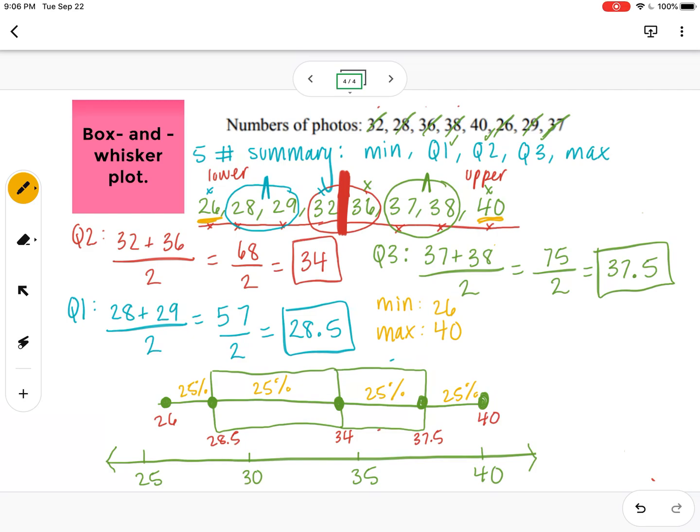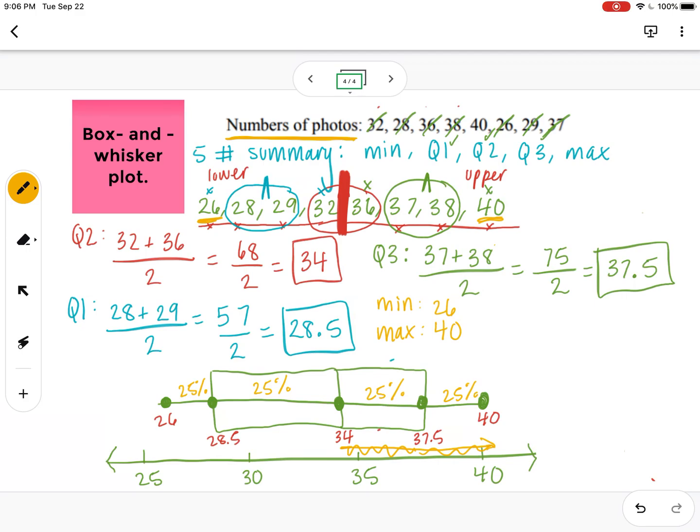So let's say the question was something like, what percent of people had 34 or more pictures? So in this case, remember this data is number of photos. And in this case, you would find 34, which right here is at our median. And if they said 34 or more, we would go this way. And we can see that included within that is 25% and another 25%. So we would answer that 50% of people had 34 or more photos. Okay, so if you were asked any questions regarding percents with a box and whisker plot, that is how you would answer it.